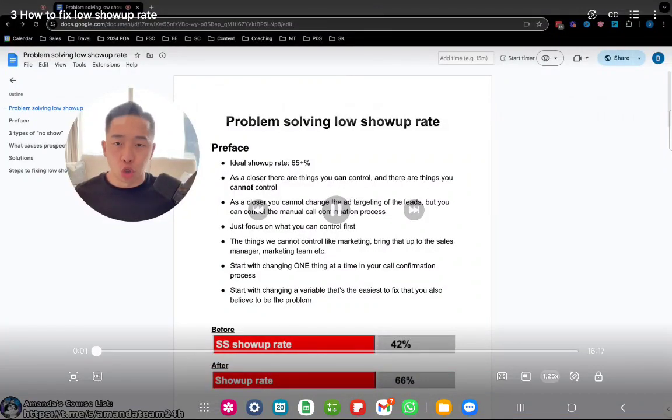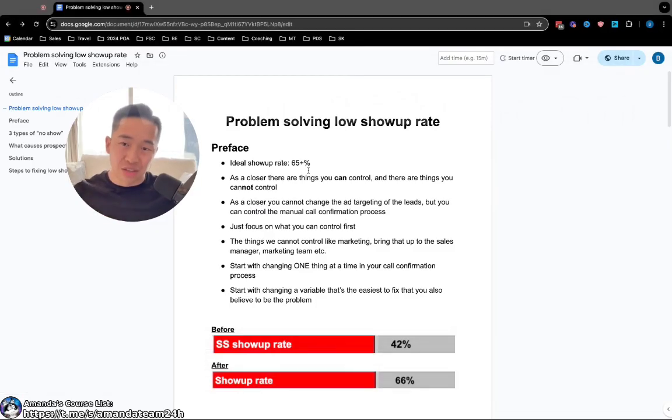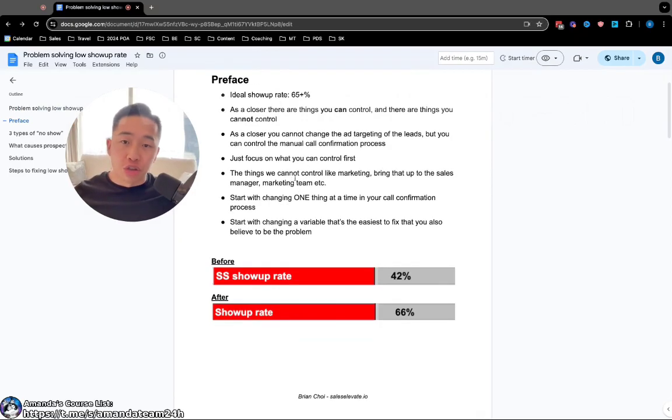Problem solve low show up rates. So if your show up rate right now is below 65%, that's not ideal. Ideal show up rate is 65% or higher. Okay, so as a closer, there are things you can control and there are things you cannot control.